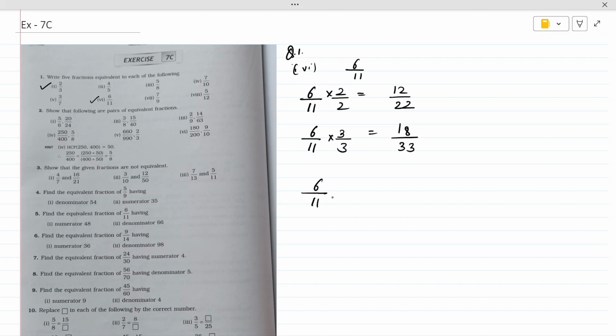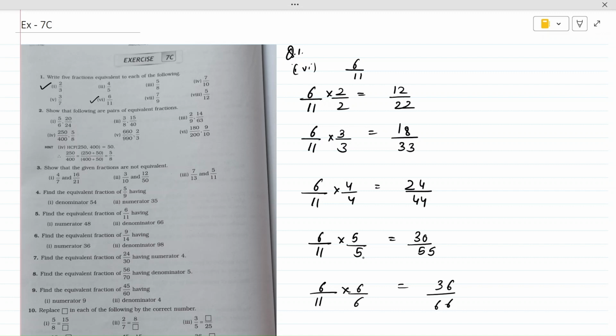6 by 11 into 4, we will have 24 by 44. 6 by 11 into 5, we will have 30 by 55. 6 by 11 into 6, we have 36 by 66. So these are the equivalent fractions of the given fraction. So kids, this is very easy and we know how we have to find it. The questions I'm marking in red are homework for you.